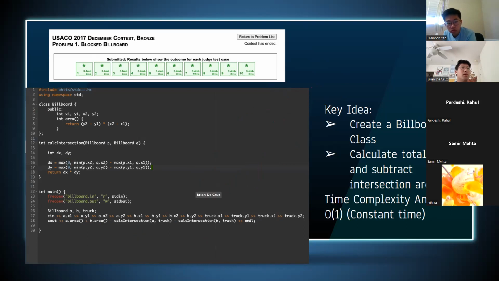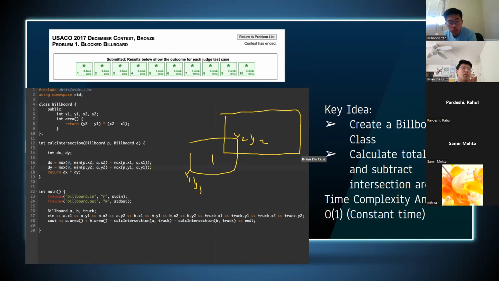So let's draw out the cases for this. Let's say I have a billboard here, and this is x1, y1, and this is x2, y2. And this is billboard 1. But I want to find the intersection with another billboard. Let's say this is billboard 2, and I have another bottom corner, x1 again, y1, and x2, y2. So basically, I want to find the intersection area so I can subtract it over here.